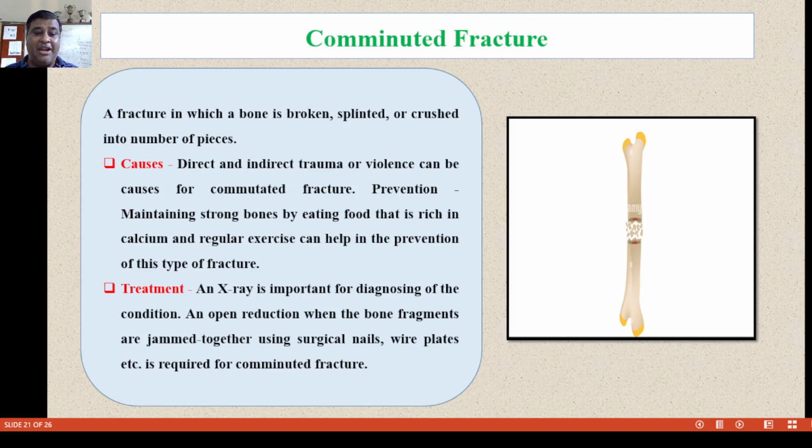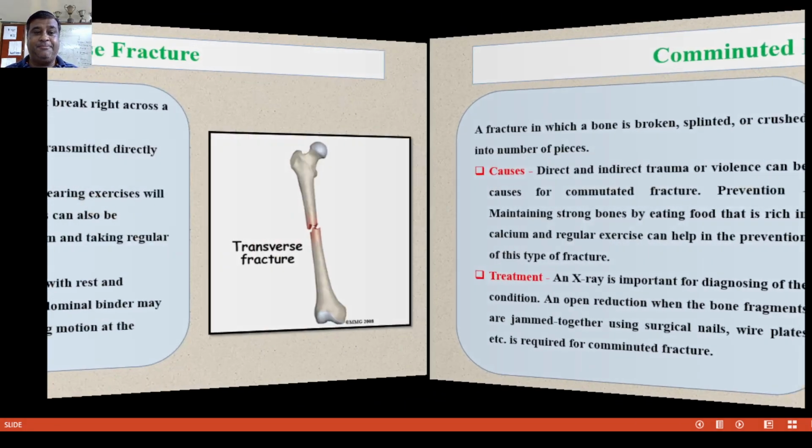Prevention is maintaining strong bones by eating food rich in calcium. Regular exercise can help in the prevention of this type of fracture. What is the treatment? First we have to do an X-ray for diagnosis. And when the bones are broken in jammed fractures, it means they are jammed over one another. Sometimes surgical nails, wire plates, etc. may be required in a comminuted fracture.